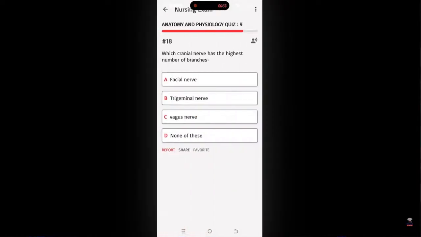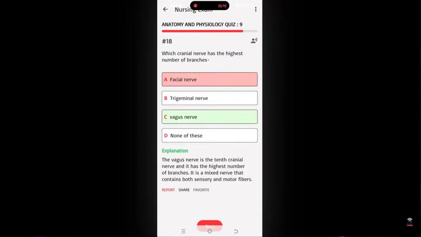Which cranial nerve has the highest number of branches? A. Facial nerve. B. Trigeminal nerve. C. Vagus nerve. D. None of these. No. Correct answer is C. The vagus nerve is the 10th cranial nerve and it has the highest number of branches. It is a mixed nerve that contains both sensory and motor fibers.